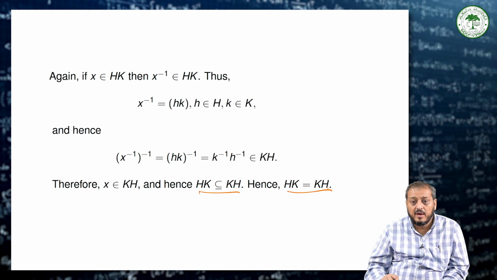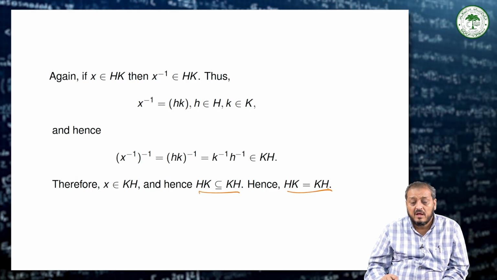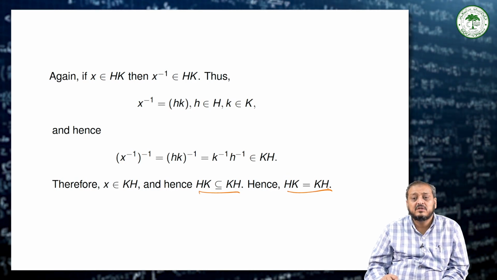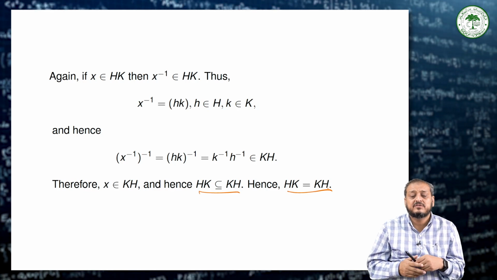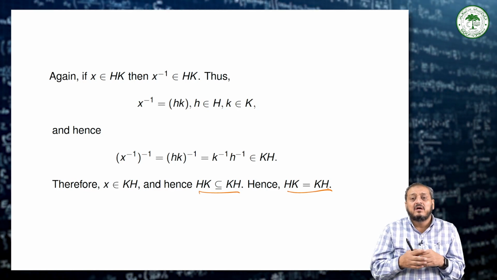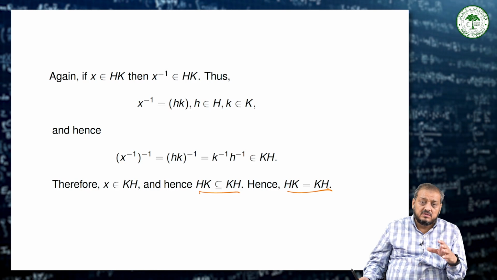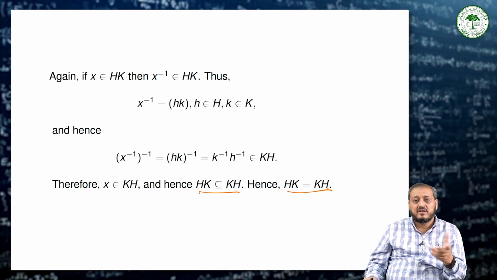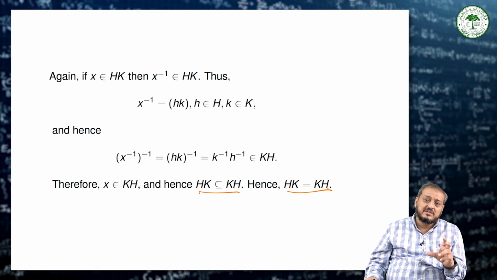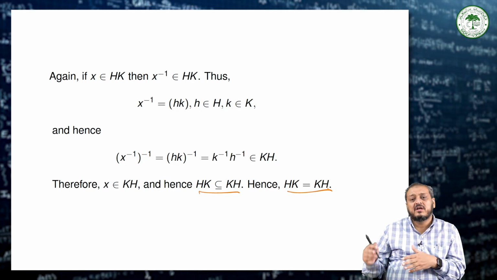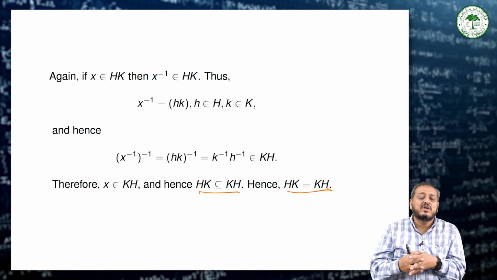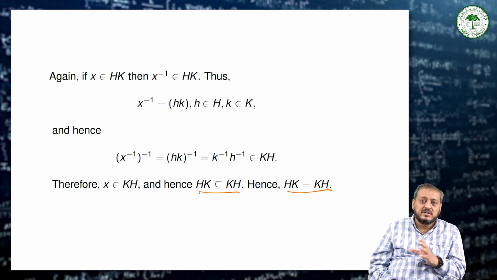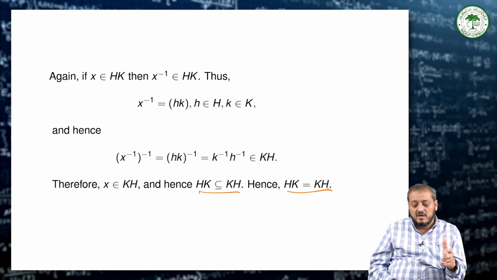So we prove that this means: if H and K are two subgroups, then HK is a subgroup if and only if HK and KH commute. So if HK and KH are the same, the left coset and right coset are the same, then only we can say that the product of the two subgroups H and K is again a subgroup.